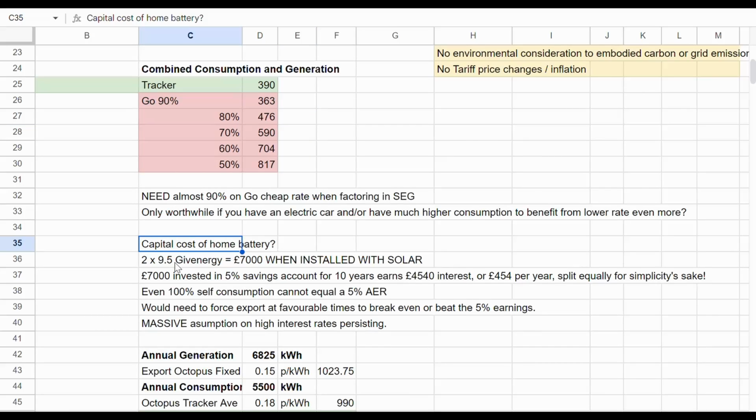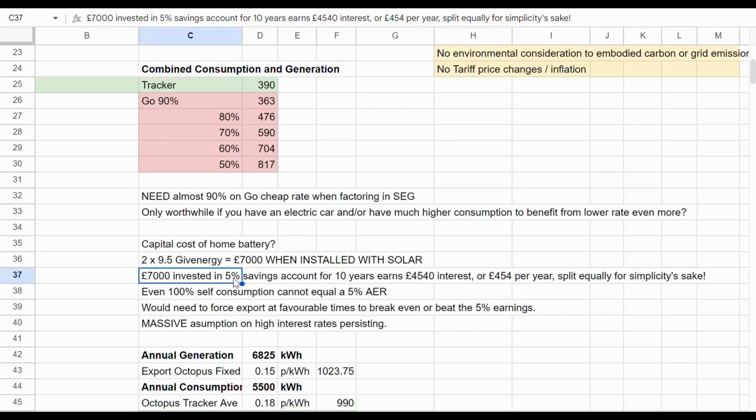Capital cost of home battery. So a few of you tuned in and saw that I had a figure of £2,500 on there. That was just showing kind of an entry level, smallish, cheap battery. For example, two 9.5 kilowatt hour Give Energy batteries are about £7,000 when installed with solar. I have had a few quotes. I've shared some of those on my channel.